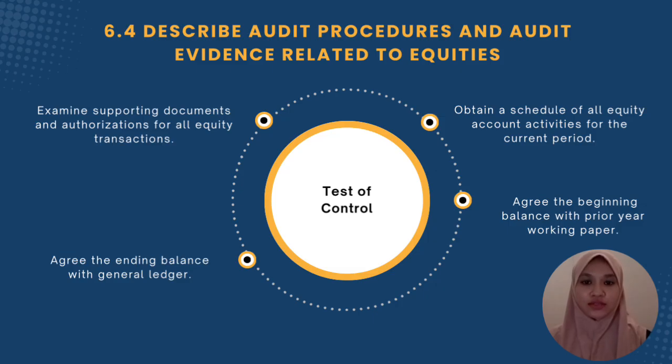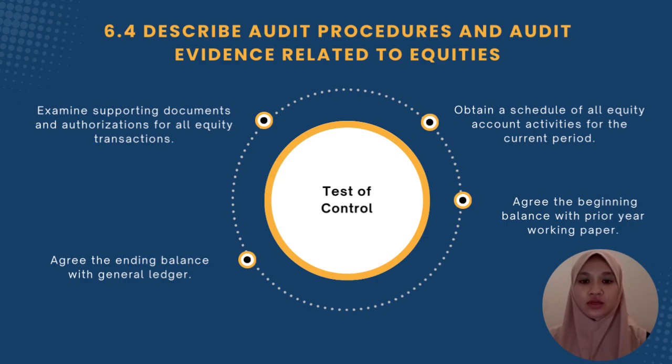Now, I will explain the audit procedures under test of control. First, the auditor will obtain a schedule of all equity account activities for the current period. Then, the auditor will check the beginning balance and agree it with the previous year's working papers. Next, the ending balance will be compared with the general ledger to ensure consistency.